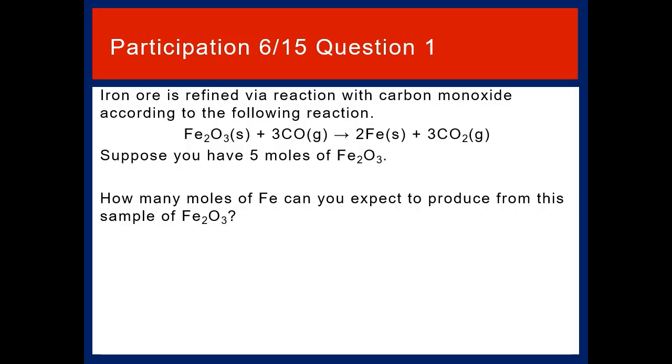Participation 615, question 1. Iron ore is refined by a reaction with carbon monoxide according to the following reaction. Fe2O3 solid plus 3CO gas yields 2Fe solid and 3CO2 gas. Suppose you have 5 moles of Fe2O3. How many moles of Fe can you expect to produce from this sample of Fe2O3?